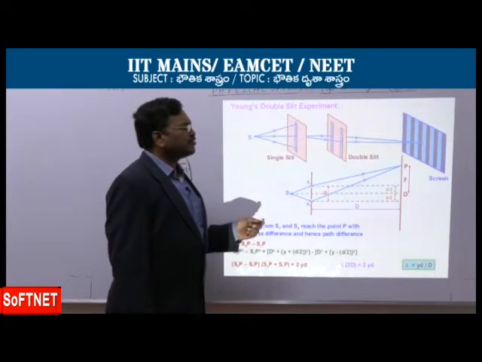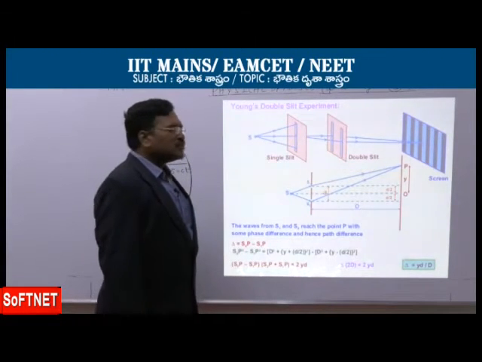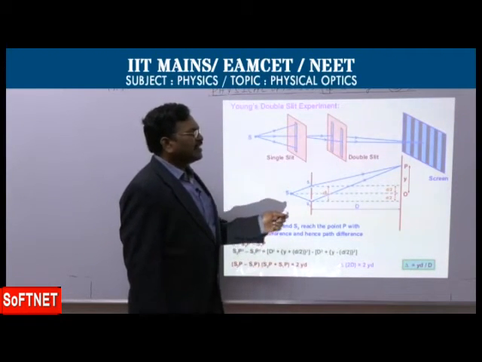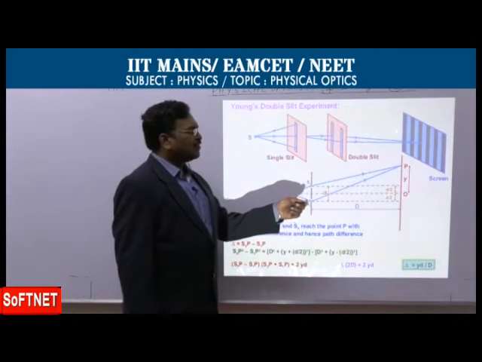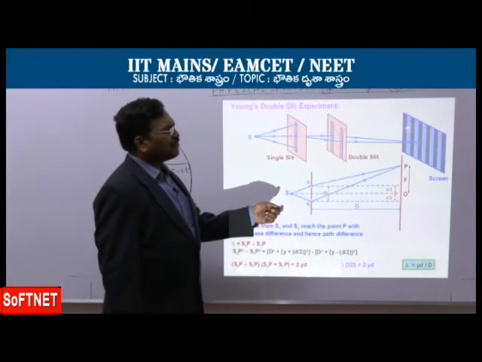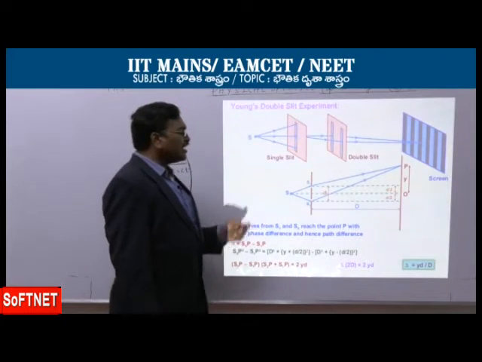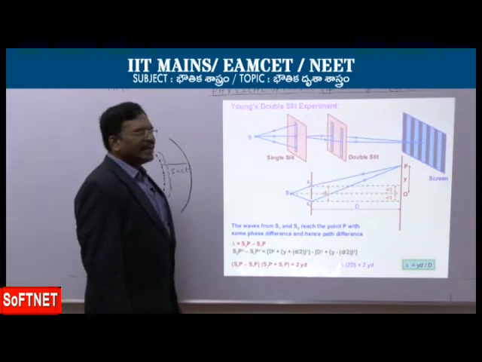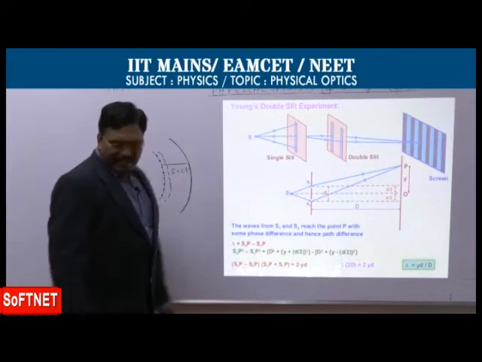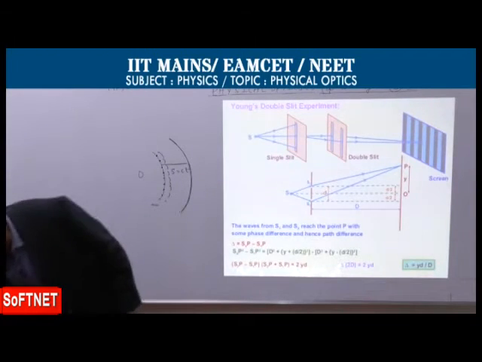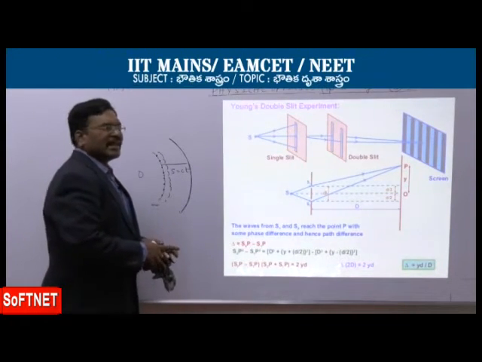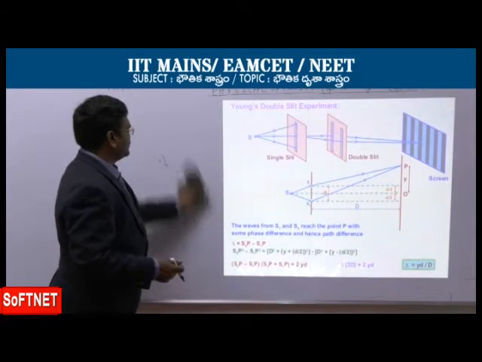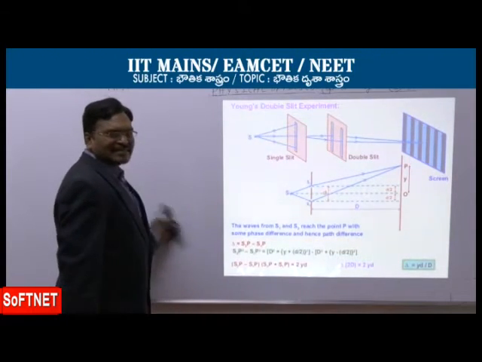Those coherent waves are superimposed. At that time we keep a screen. Now on the screen we are getting dark bands and bright bands. How are we getting dark bands and bright bands? Here from two sources we are getting two coherent waves. According to Huygens, light waves are transverse in nature.